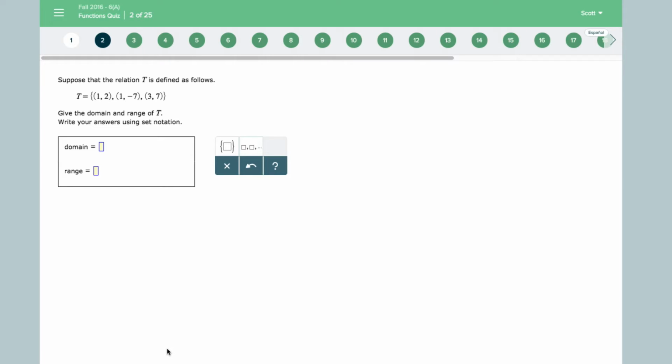Number 2. Okay, now here we're asked for the domain and the range. Domain equals all our x values. Okay, domain are all our x values. Range are all our y values. So we want x's here and we want y's here.